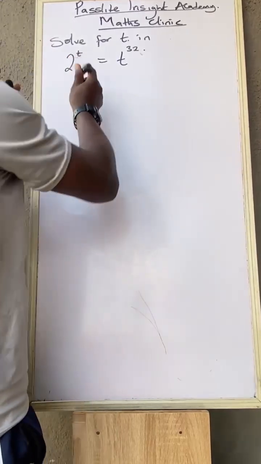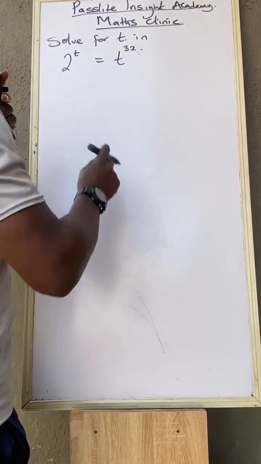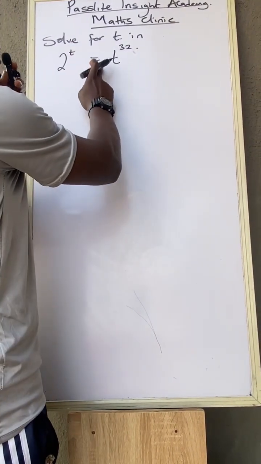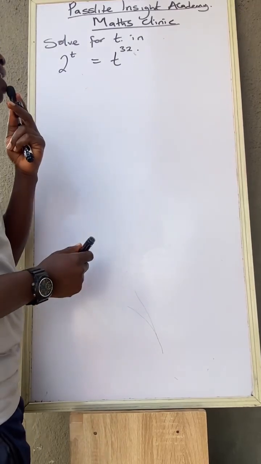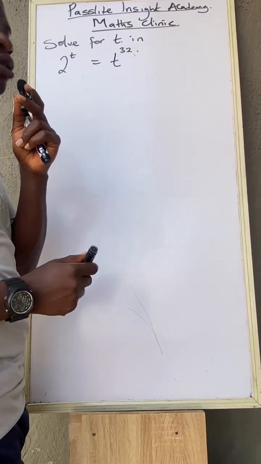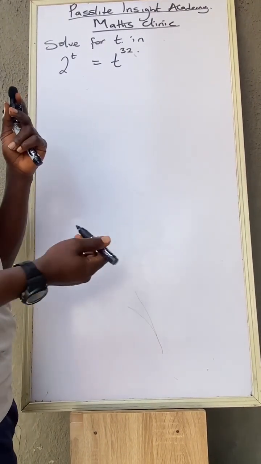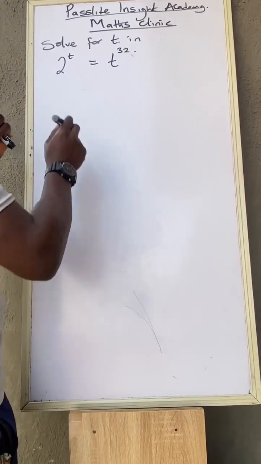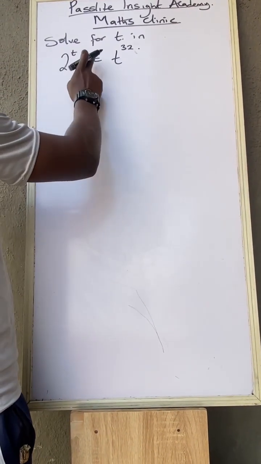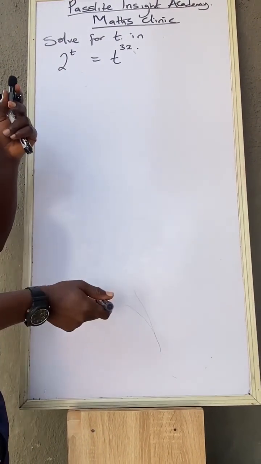So look at these questions as you can see it on the board. 2 raised power t is equals to t raised to power 32. How can you solve these particular questions? Don't be too panicked when you see a tough question like this. What you just do is first cancel either the t or 32, any one you wish.